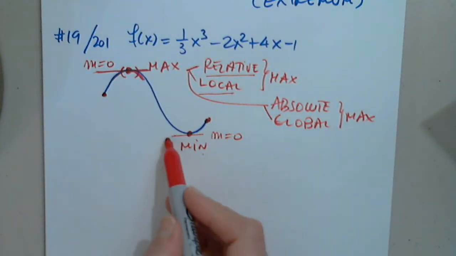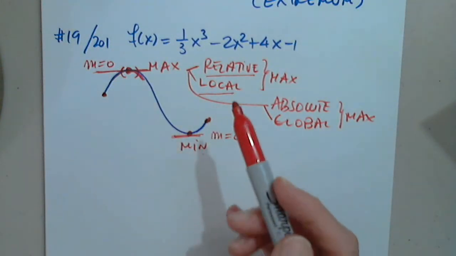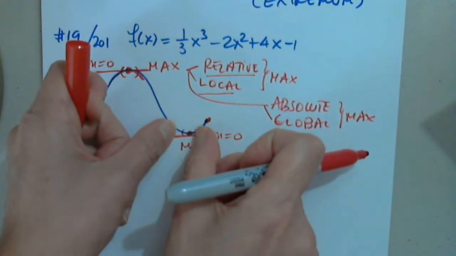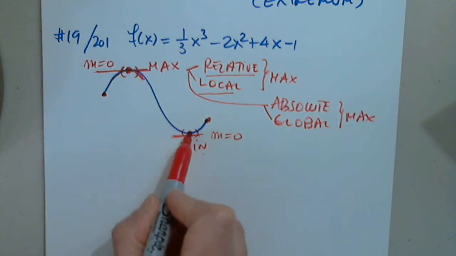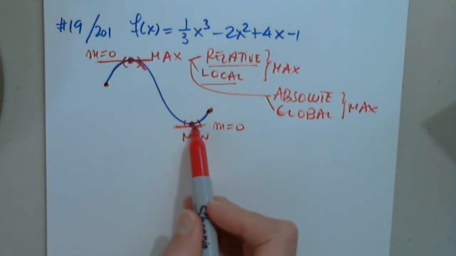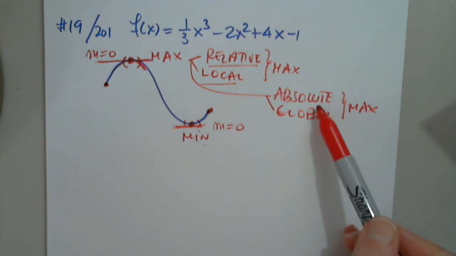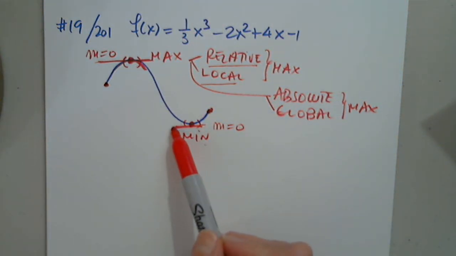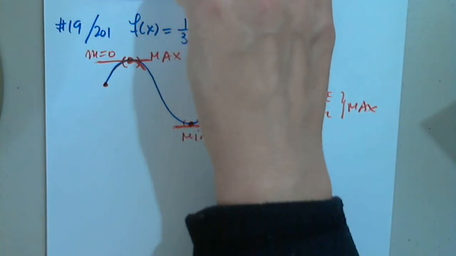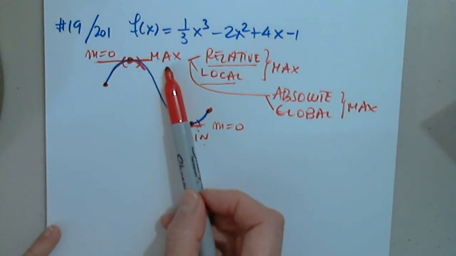Also, this one is a local or relative minimum because, again, I can show the open interval where function values are bigger than this particular one. The slope is still 0, of course. It's a local minimum. But it's also an absolute minimum because there is no other value lower than it. Here, there is no other value higher than it. That's why it's a maximum.